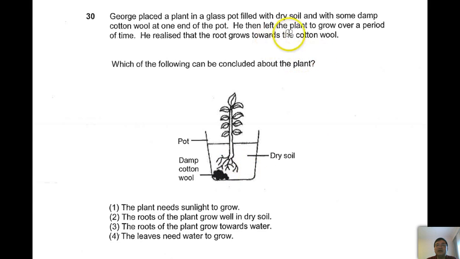Now let's take a look. Then he left the plants to grow. Over a period of time, he realized the roots grew towards the cotton wool. Which of the following can be concluded about the plant? Something to do with water. The plant needs sunlight to grow? Nothing to do with that. Plants grow well in dry soil? Nope. Plants grow towards water? That is the answer. The leaves need water to grow? Not the leaves, but the roots head towards the water source. This is the answer.